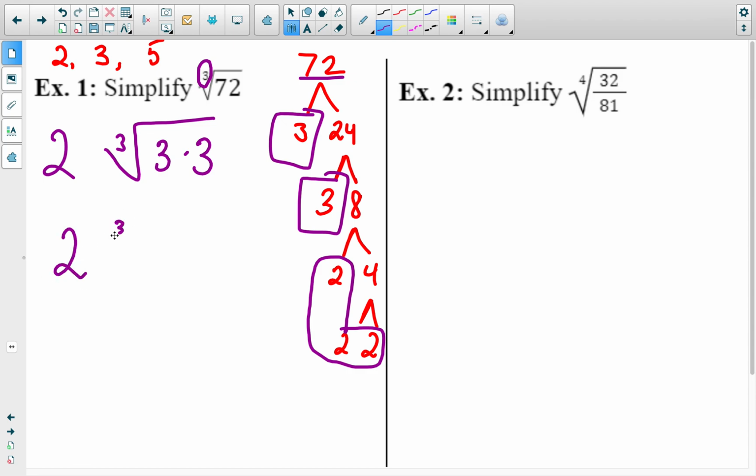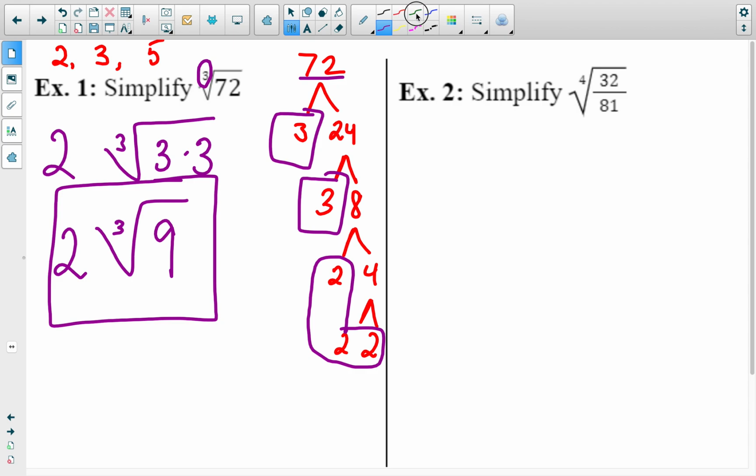Okay, so we're left with 2 times the cubed root of 9. All right, what's really nice about this approach is that it works no matter what your index is. You don't have to memorize perfect cubes or perfect powers of 4. All right, so let's see what happens now.